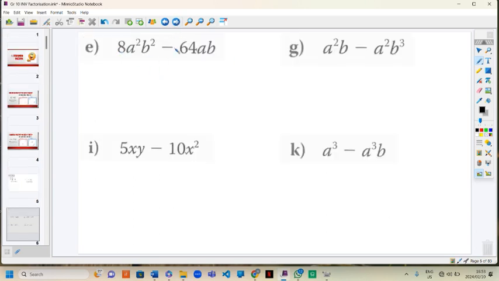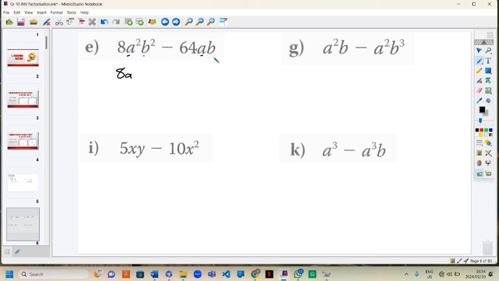What's common in 8 and 64? Good, 8. I've got common letters now. I've got an A and I've got an A. So how many A's are here? There's 2, good. And how many is here? There's just 1. So how many A's can I take out of both terms? Can I take 2 away here? No, I can only take 1 away. I can take 1 away, and then there's going to be another A left there. So if I take out an A, I can take 1 out.